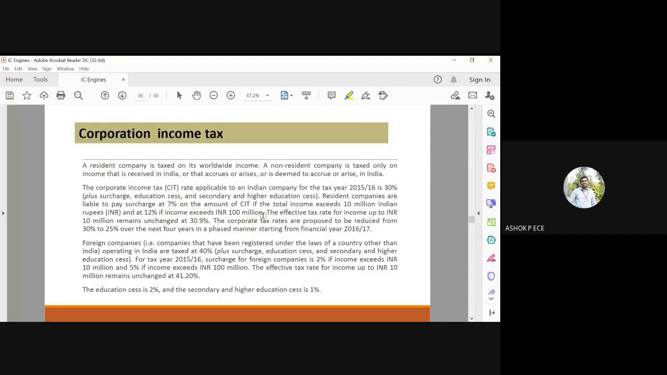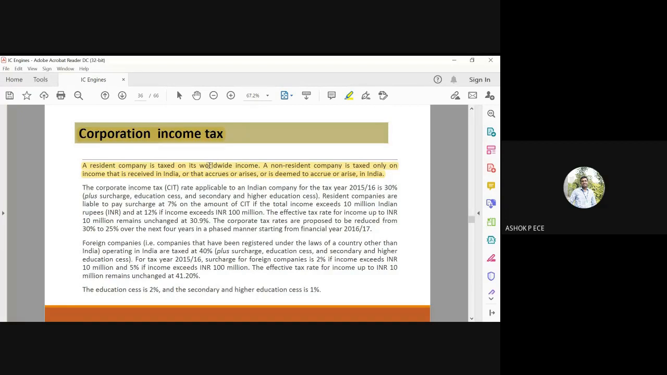Next one is corporation income tax. So what is corporation income tax? A resident company is taxed on its worldwide income. Corporation means not the municipality. What do you mean here? It is for the company. Corporation income tax is the tax that the company is going to pay.